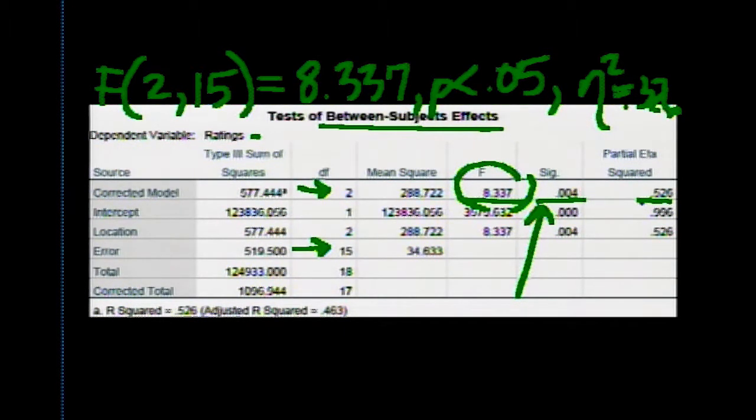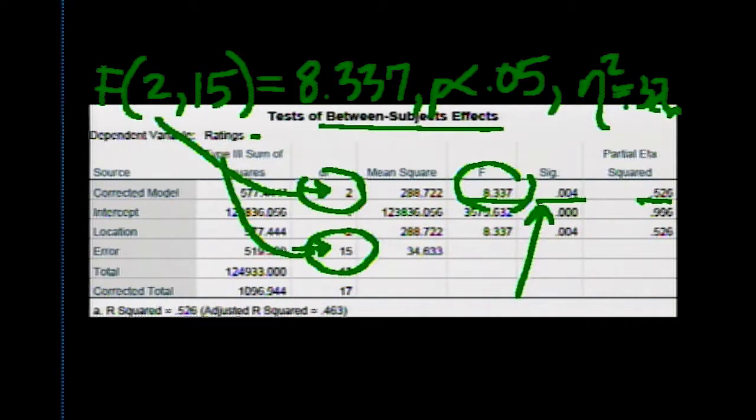So let's take a look at where all of these numbers come from. We see that this 2 comes from here. We see that this 15 comes from here. So these are the degrees of freedom. And then we know the very important number, which is this F ratio, is the next one reported. That's this number, that 8.337. And then here we're going to report whether it's greater than or less than 0.05. In our case, it's less than 0.05.